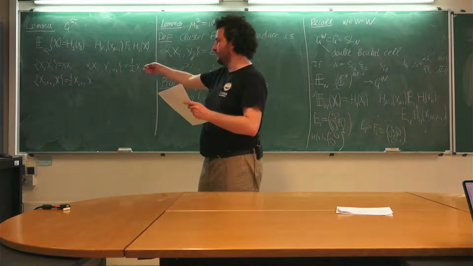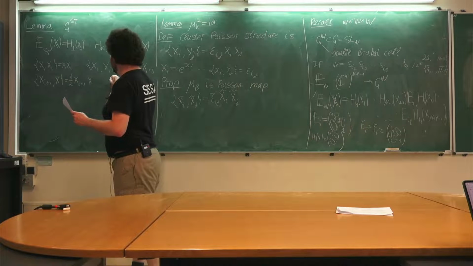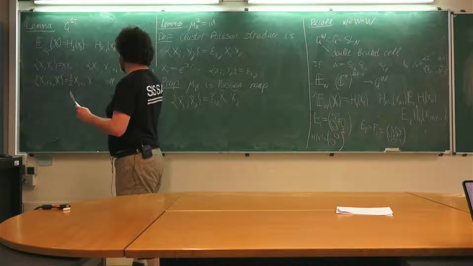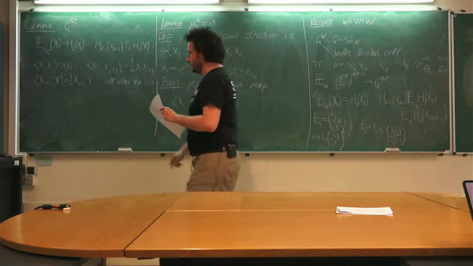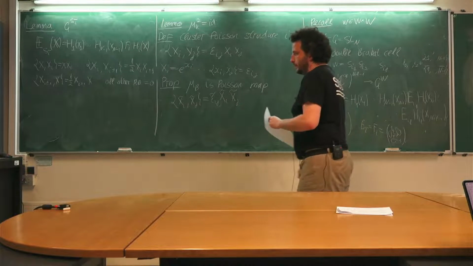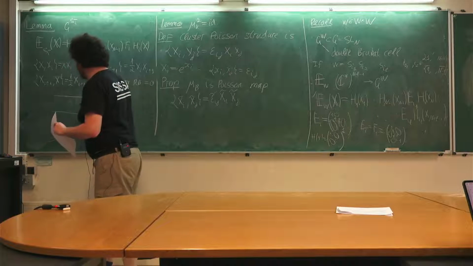But actually, instead of this, yes, and of course, all other Poisson brackets are equal to 0. But instead of this formula, I prefer to draw a picture.